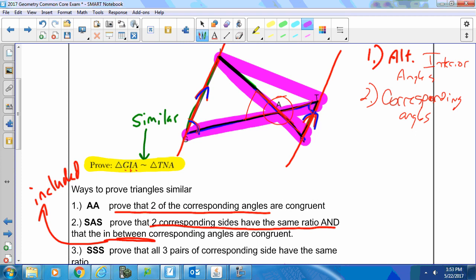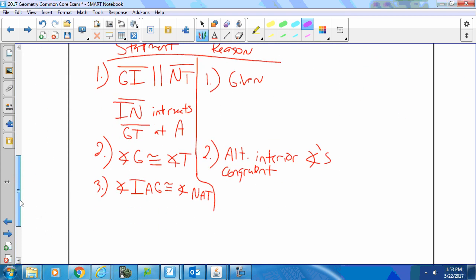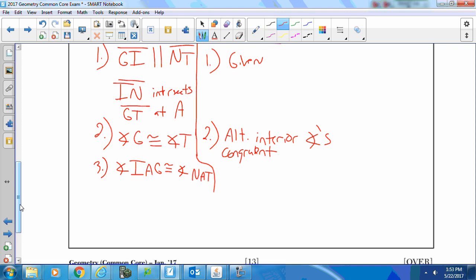You can say angle G, because angle G can only mean one angle. Angle N only means one angle, T or I. But A, you have to be more specific. All right? And we said that these are congruent vertical angles, congruent. And that's enough.